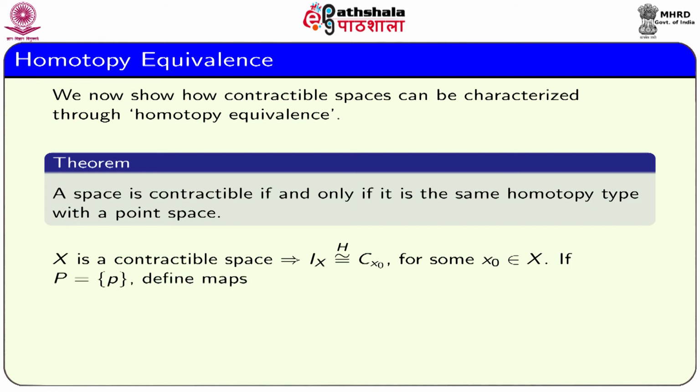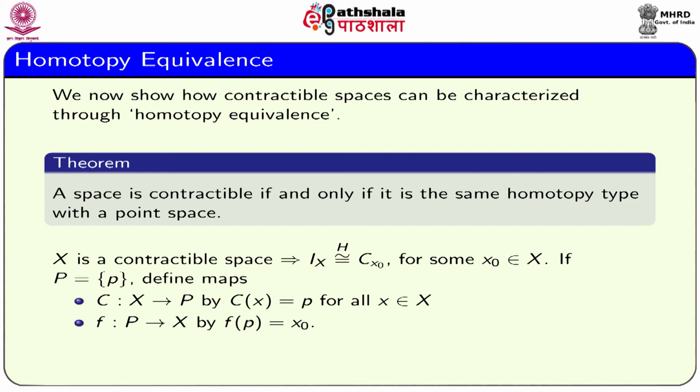If we take capital P as a point space and define a map capital C from X to P by the constant function which takes all the points of capital X to the point P, define a function small f from capital P to X by f(p) equals x0. There is no other point in capital P.